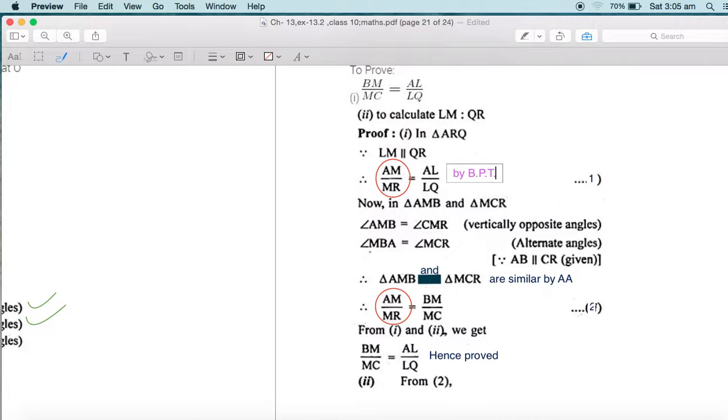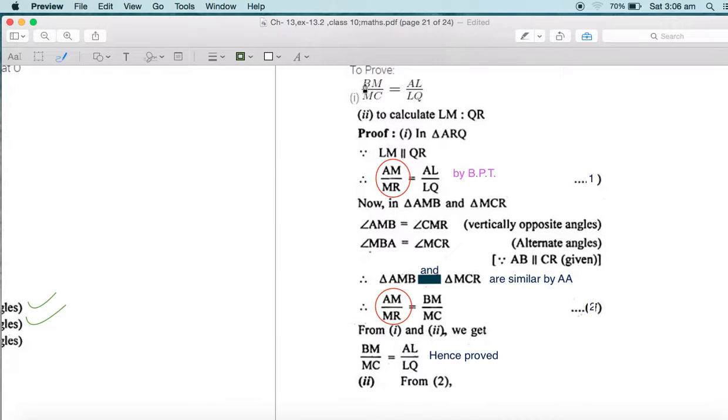By BPT, what do I get? The ratio of the sides. AM upon MR equals AL upon LQ. Now we are going to take two triangles and prove them similar first. See students, in triangle AMB and triangle MCR, what I wanted is AL upon LQ equals BM upon MC.